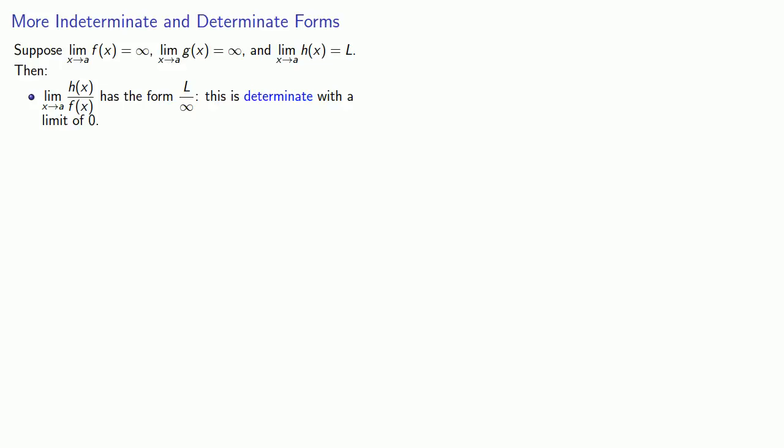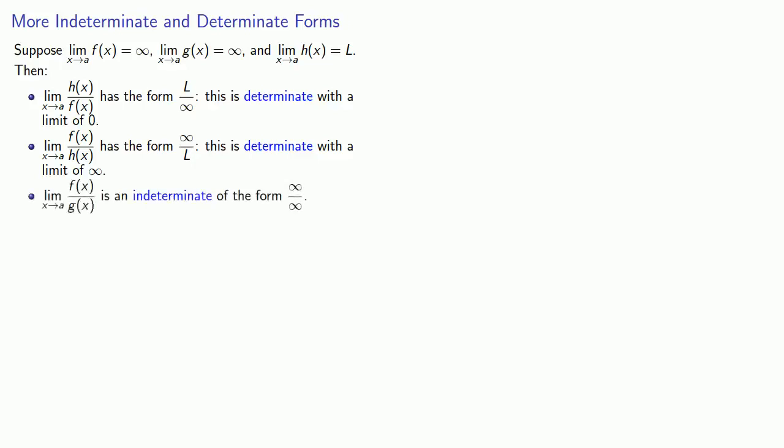Likewise, I can take the limit as x approaches a of f of x over h of x. Again, this is the limit of a quotient, so that'll be the quotient of the limits, and this will have form infinity over L, and this is determinate with a value of infinity. And then finally, the limit as x approaches a of f of x over g of x is indeterminate because it has form infinity over infinity. And as with other indeterminate forms, we can often simplify these algebraically.